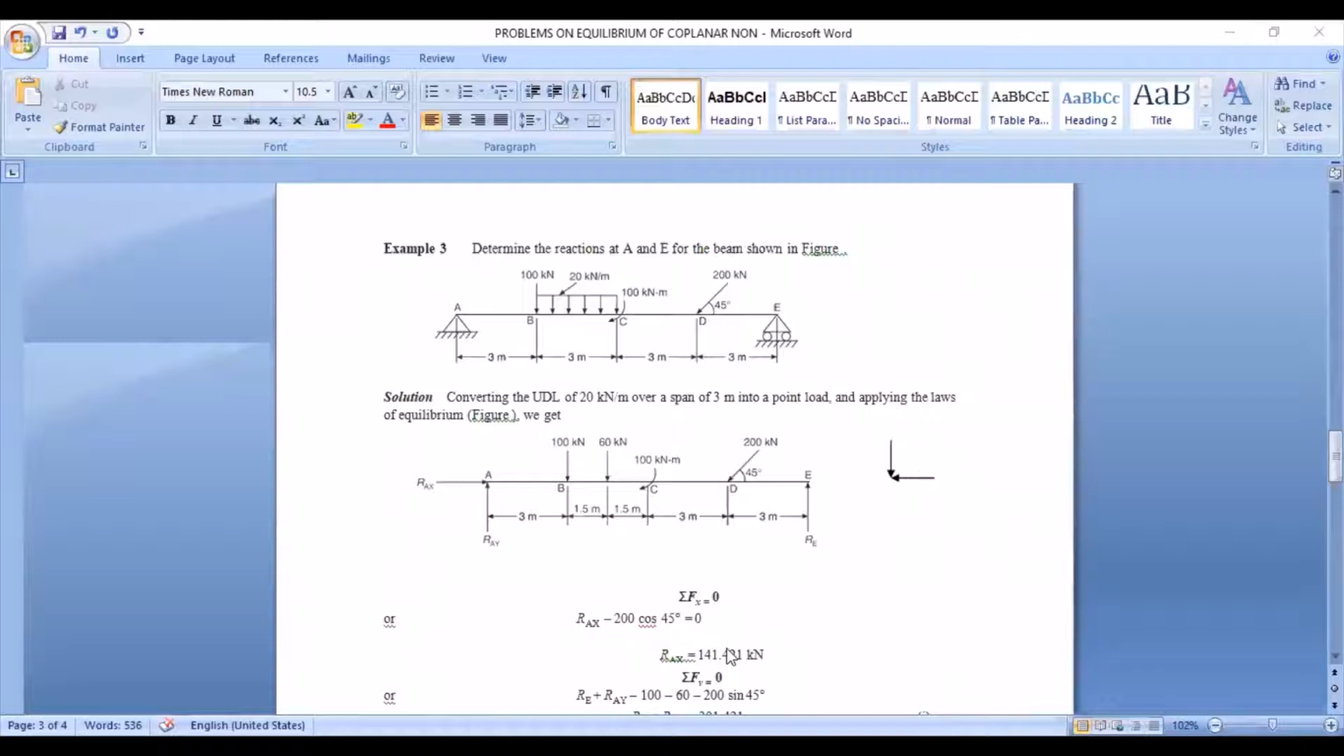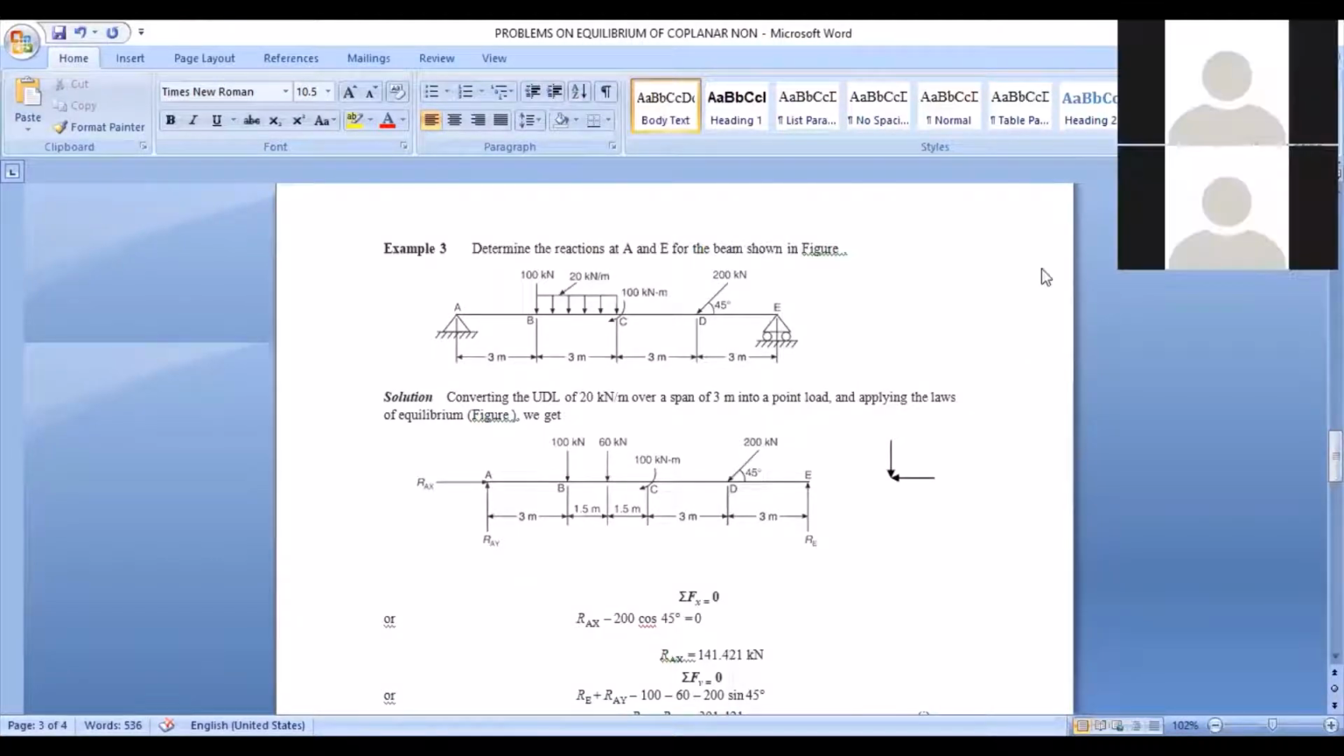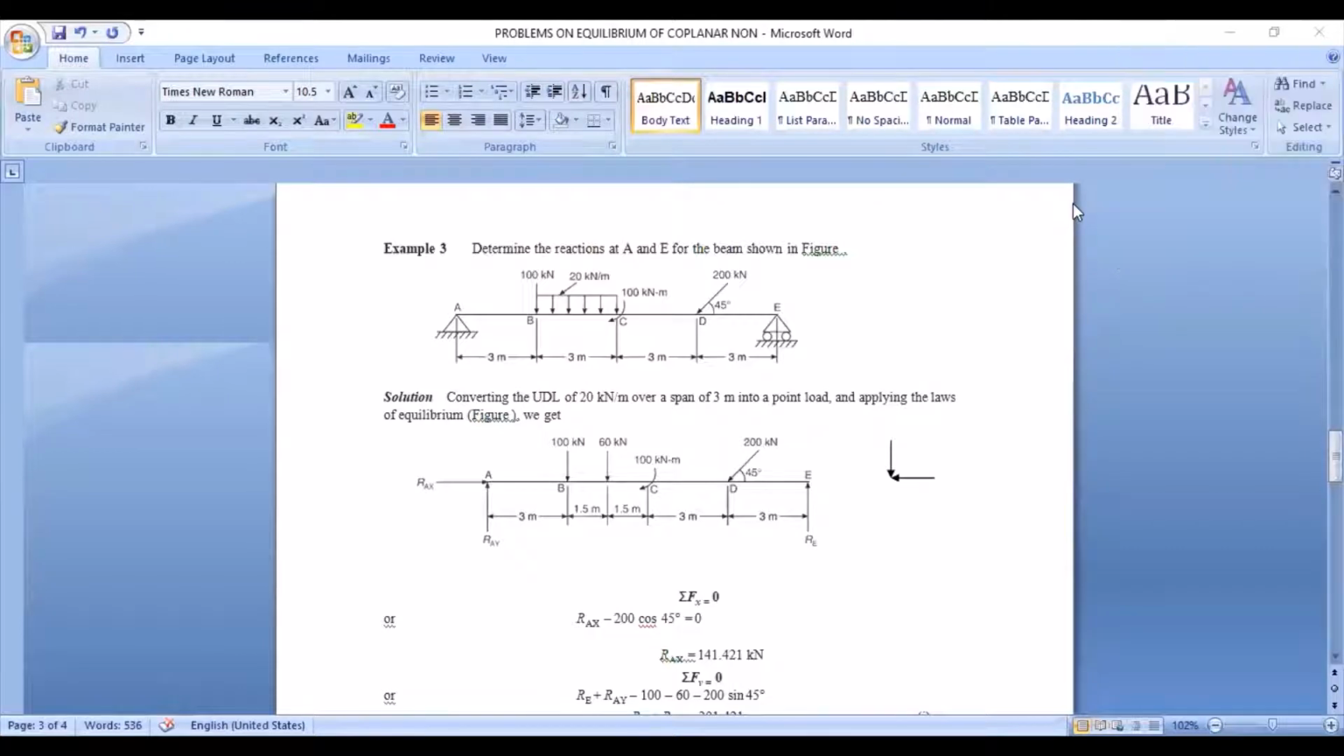Last class, we had finished with two of the problems. Now, let us deal with some other problems wherein we have different types of loadings coming across.